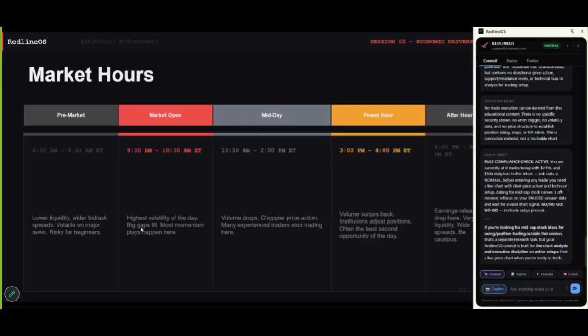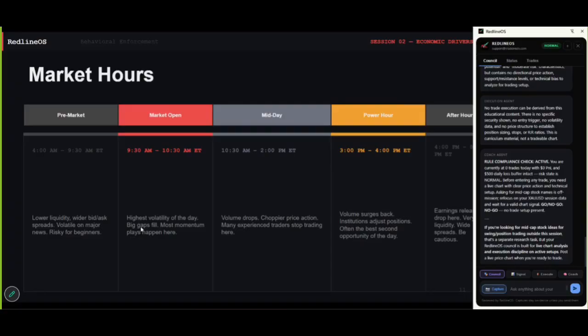The best time to trade is the first 2 hours of the open. You have a lot of volatility. Everyone is jumping into the market. That's where you can make a good move.